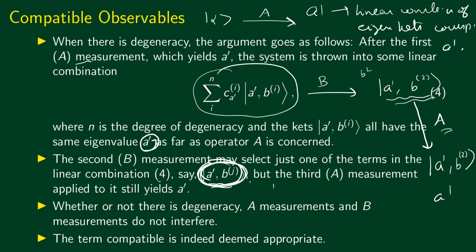Now, whether or not there's degeneracy, A measurements and B measurements do not interfere, right? They don't spoil each other. We can talk about A and B at the same time. Okay, that's why we say that A and B are compatible observables. Okay, we talked about compatible observables.